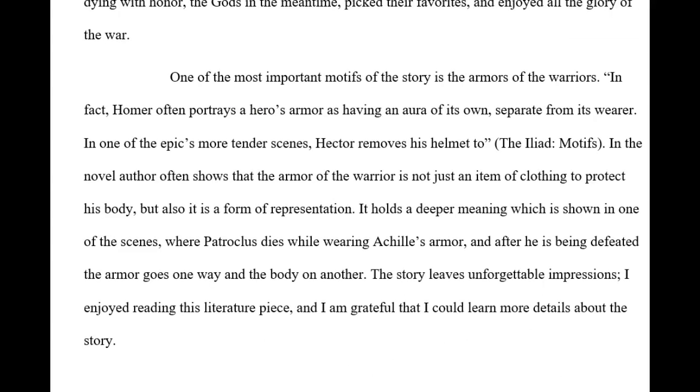One of the most important motifs of the story is the armors of the warriors. In fact, Homer often portrays a hero's armor as having an aura of its own separate from its wearer. In one of the epic's more tender scenes, Hector removes his helmet to, well, we don't know what. In the novel, author often shows that the armor of the warrior is not just an item of clothing to protect his body, but also it is a form of representation.